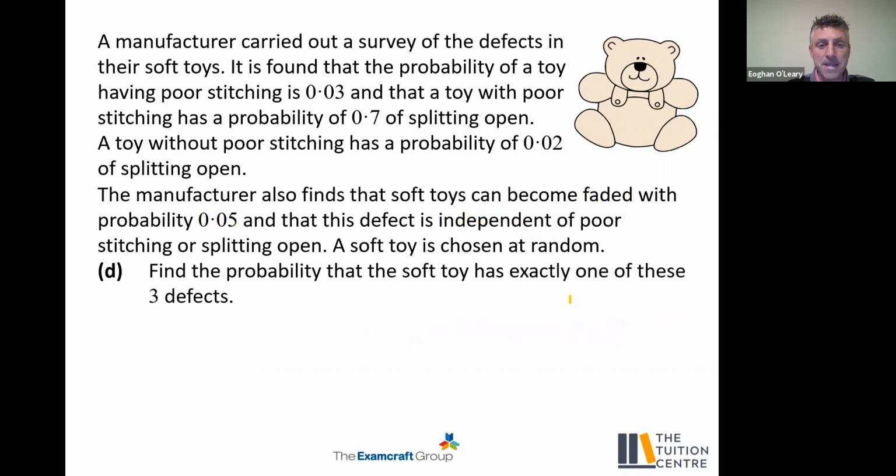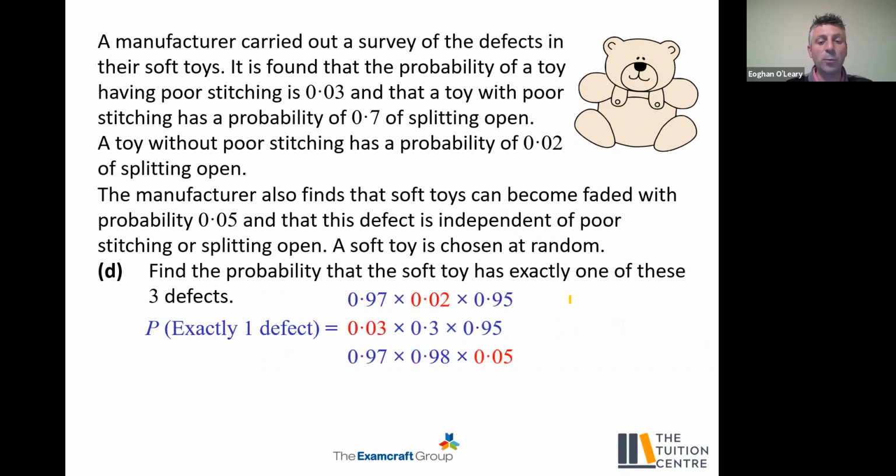Part D, again, continues with the same information. Find the probability that the soft toy has exactly one of these defects. As I say with probability, oftentimes you must work out the logic and then work out the maths. So the logic is exactly one defect. Case 1 is good stitching, but it splits open and does not fade, so splitting open is the one defect. In case 2, there is poor stitching, but it does not split open and does not fade. And in case 3, there is good stitching, it does not split open, but it does fade.